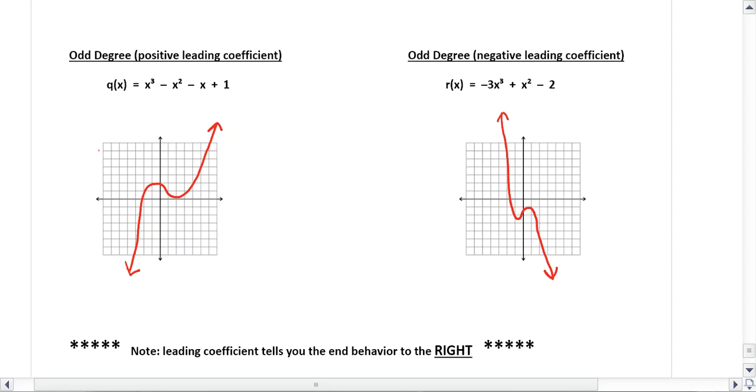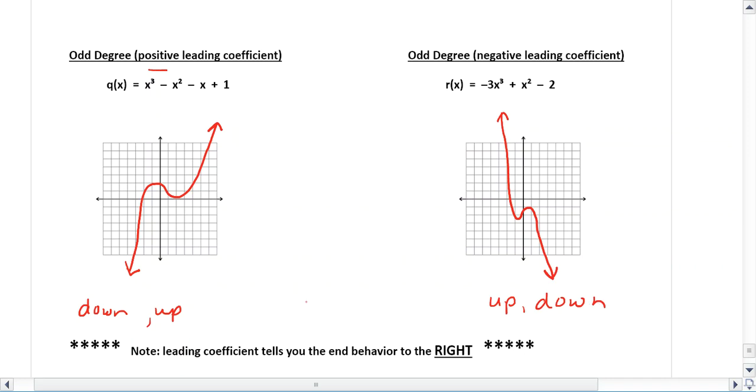And if you looked carefully with odd degree polynomials, you will see that if there's a positive leading coefficient, the end behavior is always down, up. And with a negative leading coefficient, it's always up, down. And there is going to be an easy way for you to remember this.